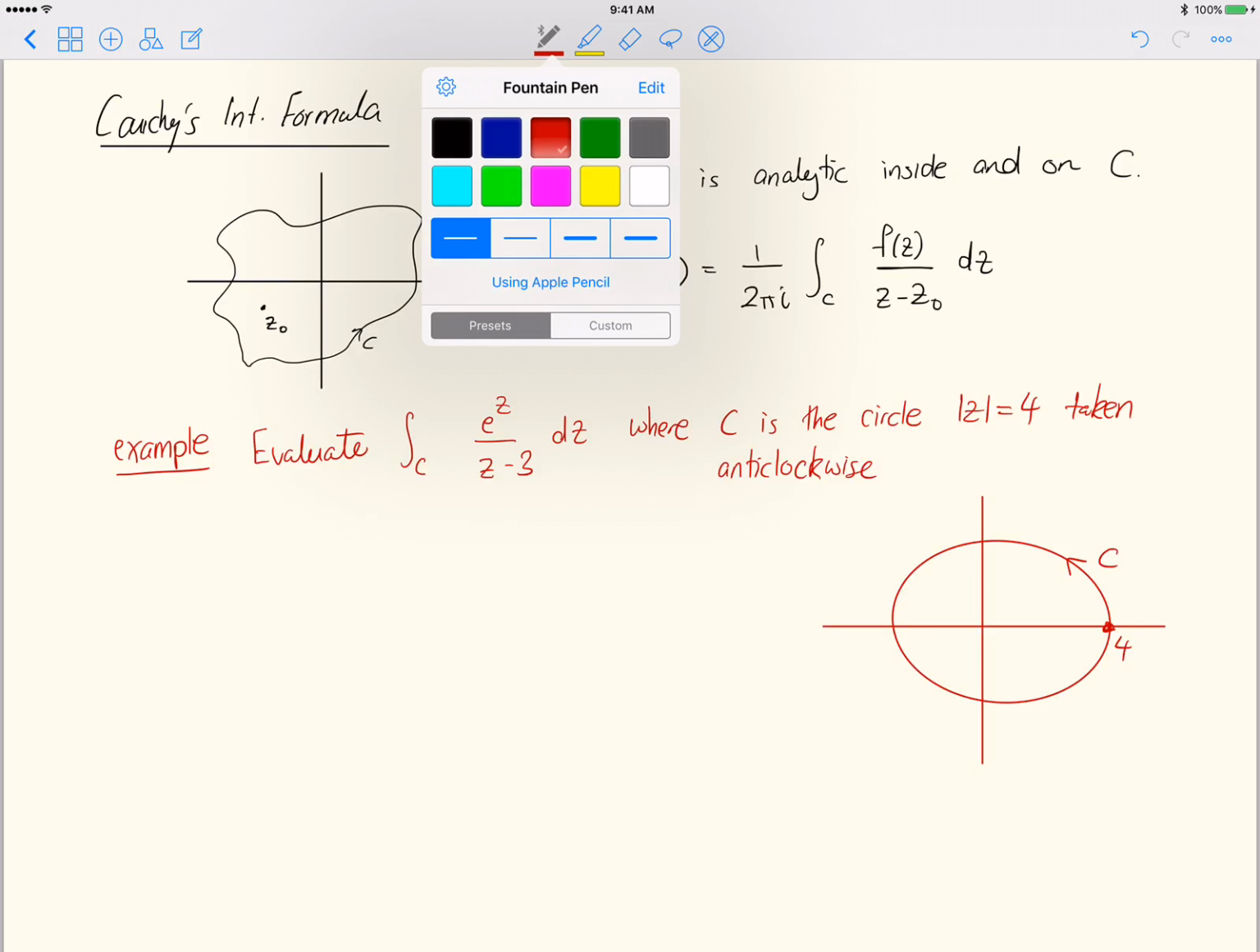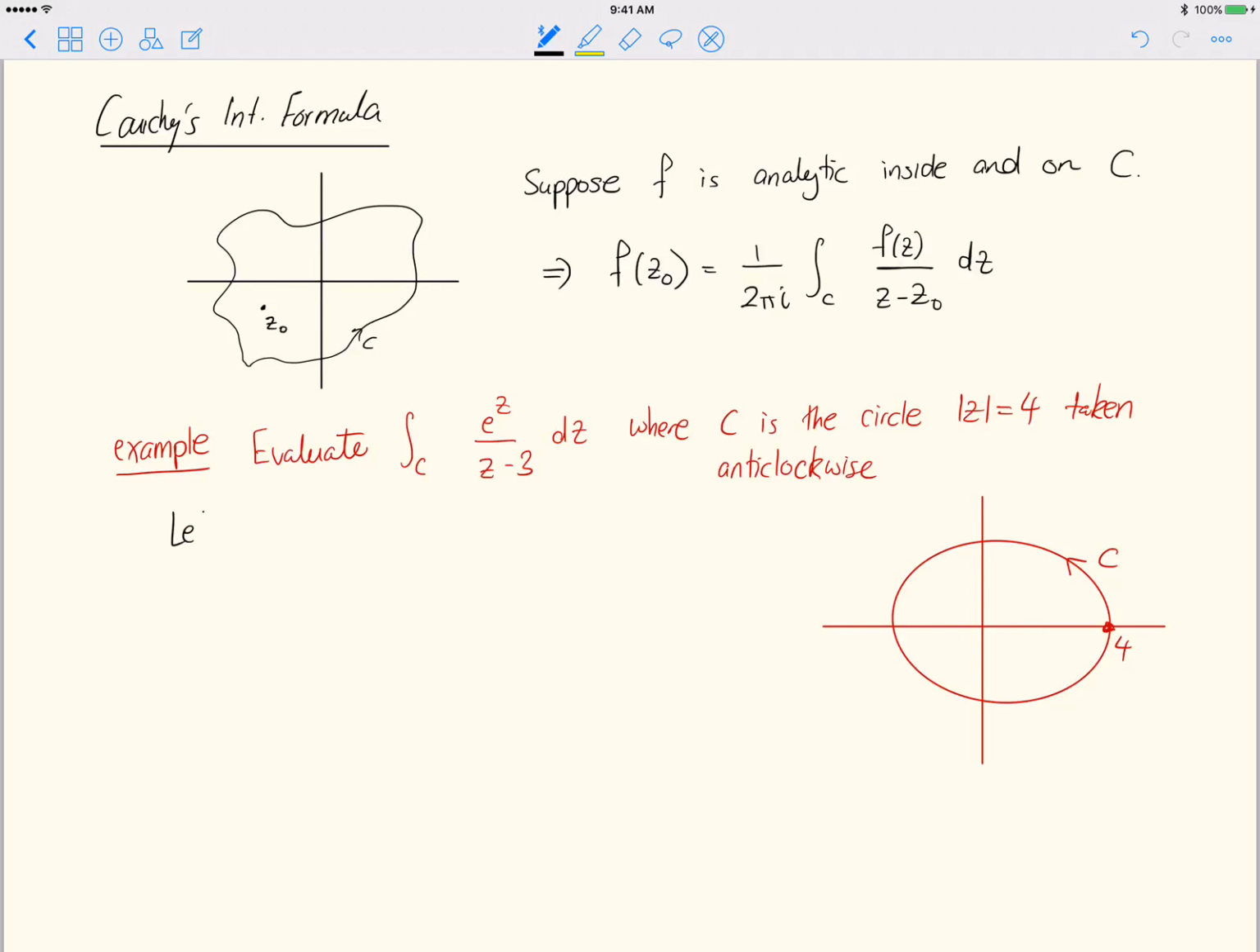So the trick is, let f of z equal e to the z. I'm going to take that to be my function. And remember, in Cauchy's integral formula, you consider a point, what I've called z0, that's interior to C. So I'm going to take that point z0 to be the point z equals 3. I'm going to take that as my interior point. And by doing so, I can use Cauchy's integral formula.